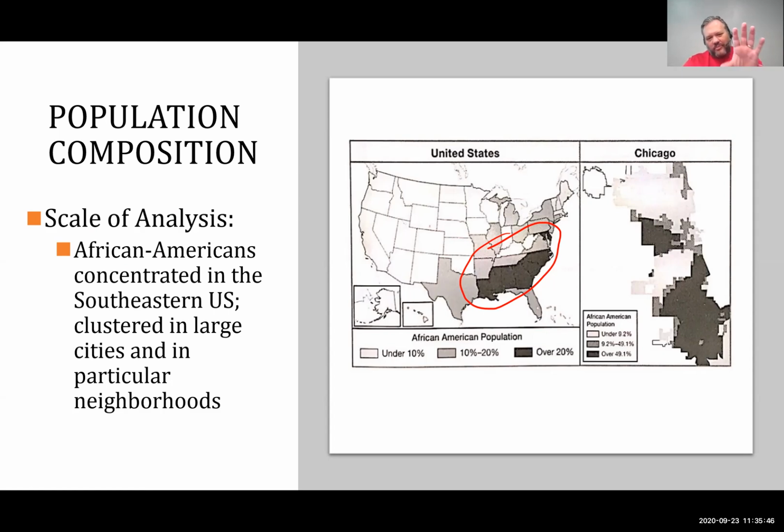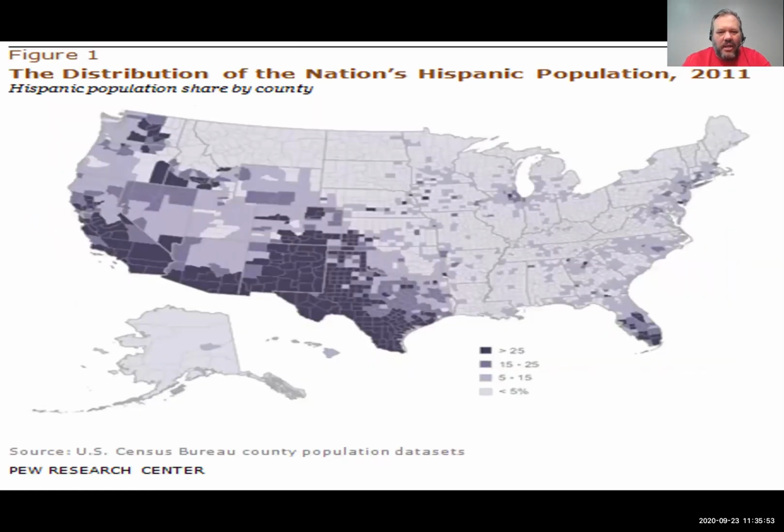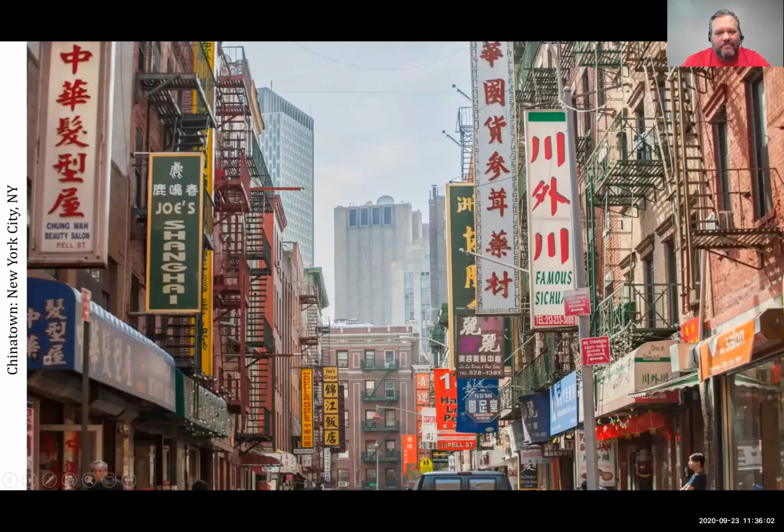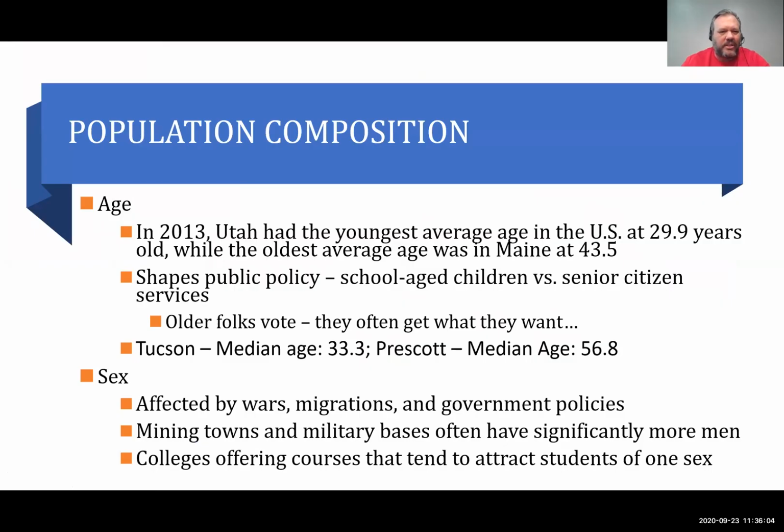And so the closer in you get, the better the picture of what you're studying is. All right. This is distribution of the nation's Hispanic population in the U.S. And again, this is more clustered in the South and Southwest. Just another picture of Chinatown. So take a look at this last one.